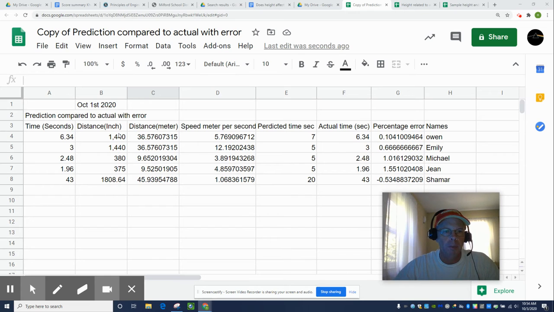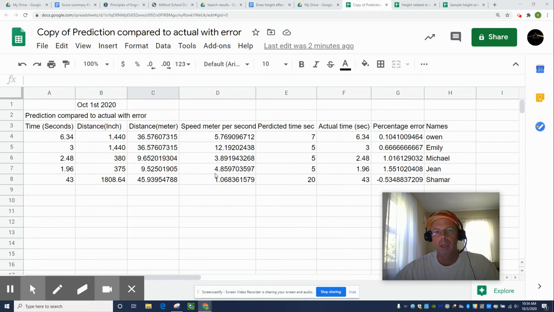Let's see. Some people did 36.5 meters. Some people did around 10 meters. Shamar went 46 meters. So that's where the lab started. We didn't know how to measure this really big distance, but we figured it out. Any wheel is a great way to measure distance.